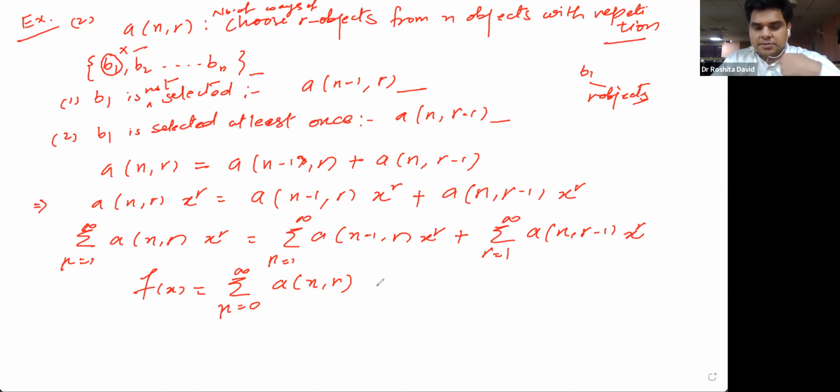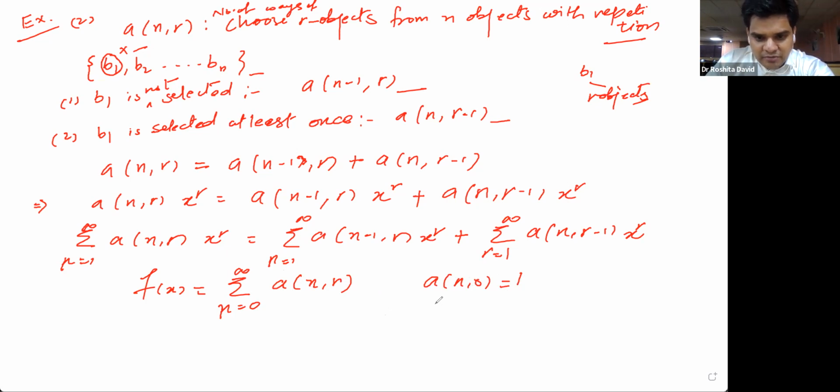No, r is fixed. So I will consider a n0 here as well. That is, I'm choosing 0 objects from n objects. So how many ways will there be? I'm not choosing anything, but there will be one way. First and last way. So a n0 is going to be 1.